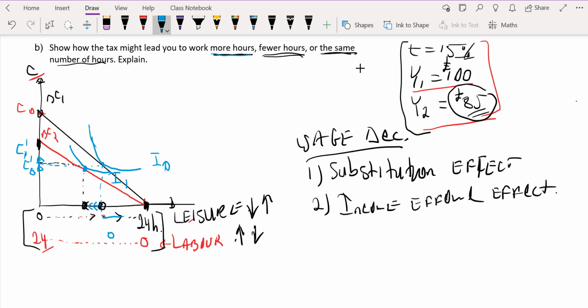Now the reason this happened is that if the income effect is dominating the substitution effect, then we will have less leisure. So this is the exact case here. Under the first scenario here, the income effect dominates the substitution effect.